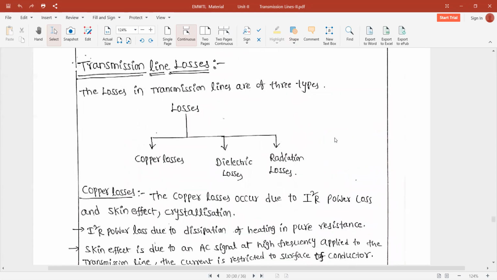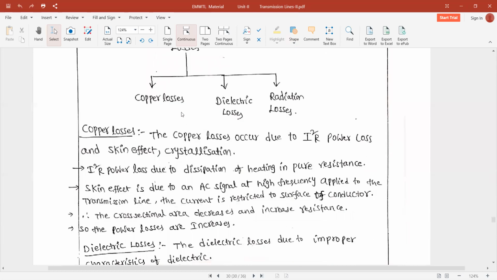And there are transmission line losses. The losses in the transmission lines are of 3 types. These are copper losses, dielectric losses, and radiation losses. The copper losses occur due to I square R power loss and the skin effect. I square R power loss is due to the dissipation of heat in pure resistance.